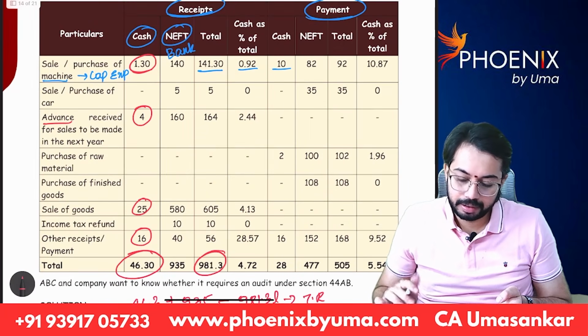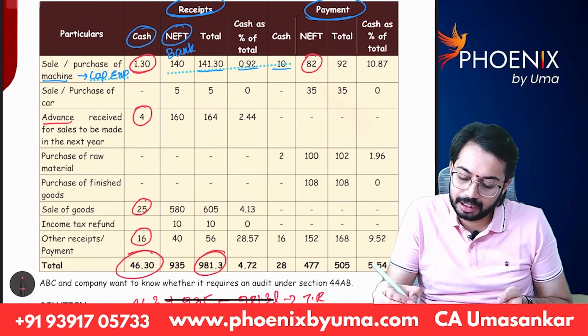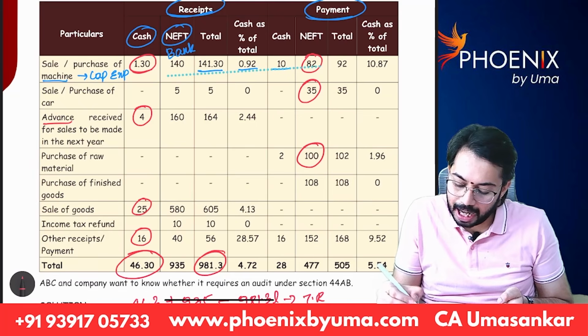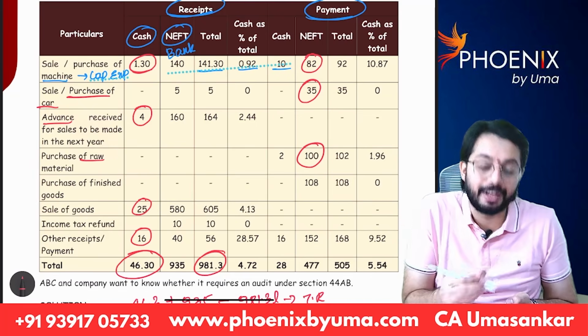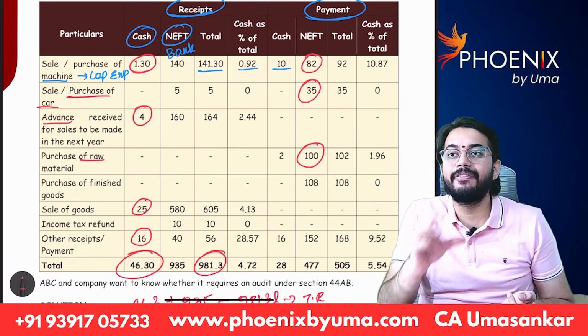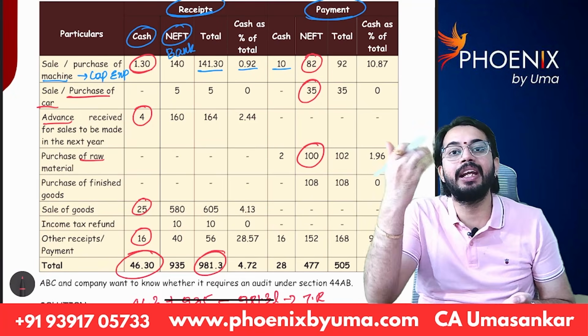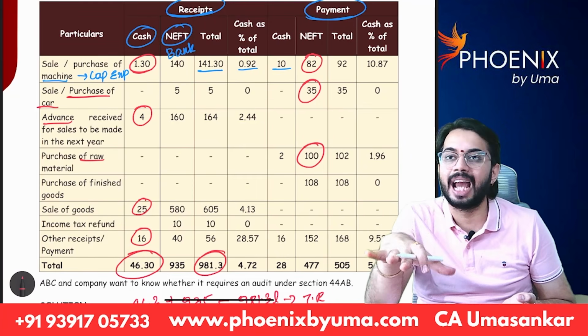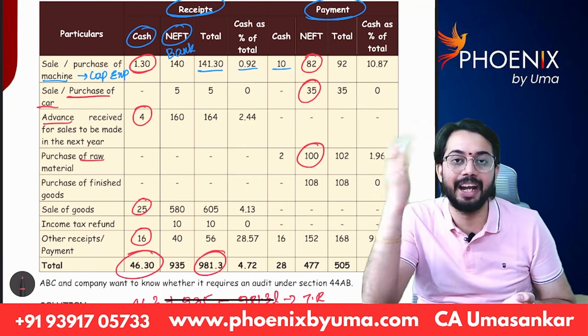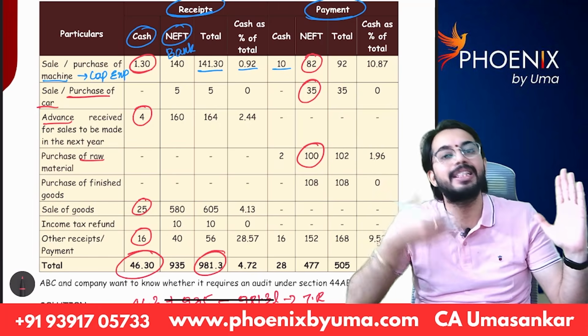Check. 82 lakhs, 35 lakhs, 100 lakhs. See, 100 lakhs is for raw material. This is for purchase of car. Car is fixed asset. Even for car purchase, if you make any cash payment, that will be considered. Whether it is revenue or capital, don't consider. Forget. Very simple. All cash payments consider. Okay.